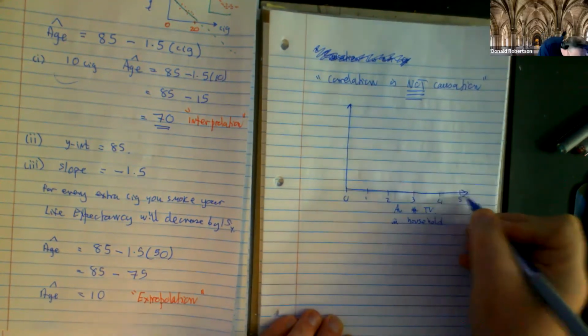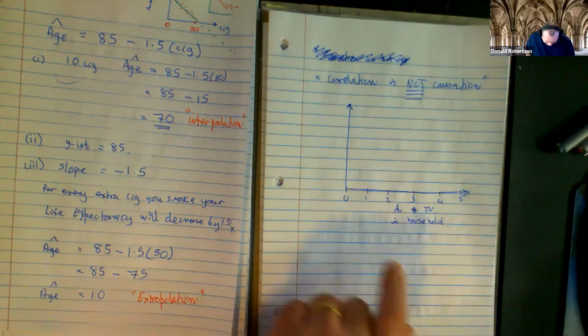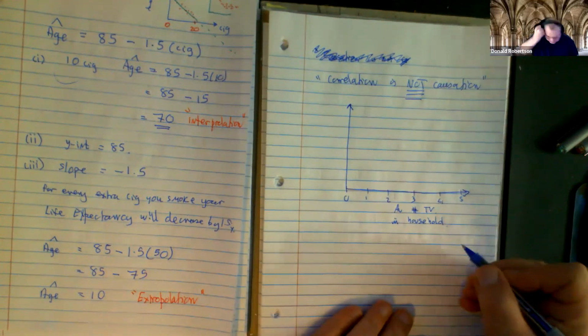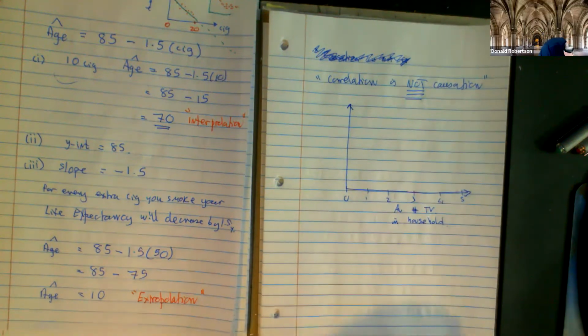So this is the average number of TVs in a household for each country. And then you have their life expectancy.